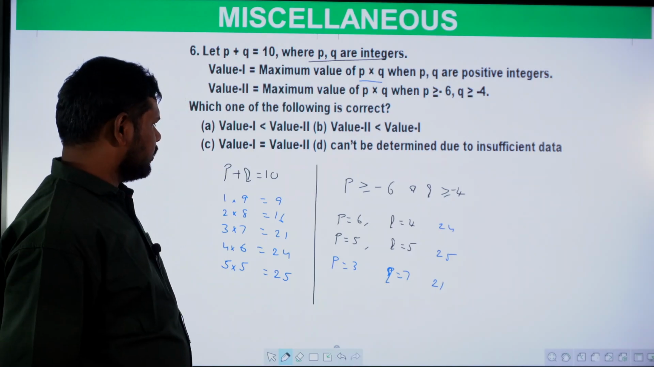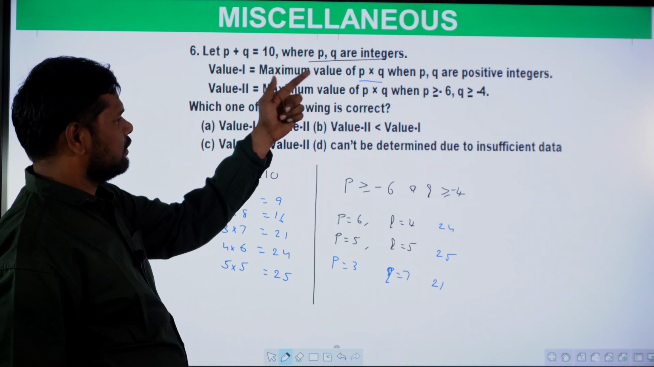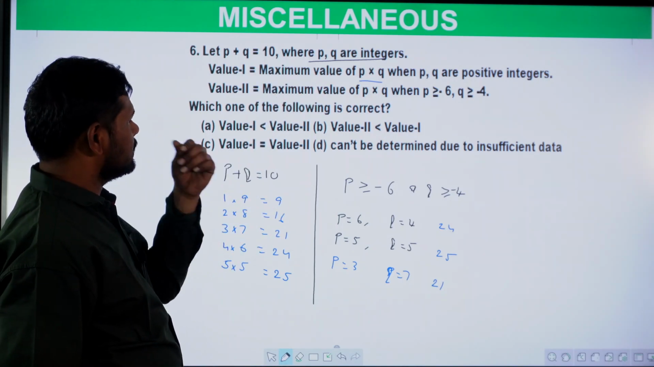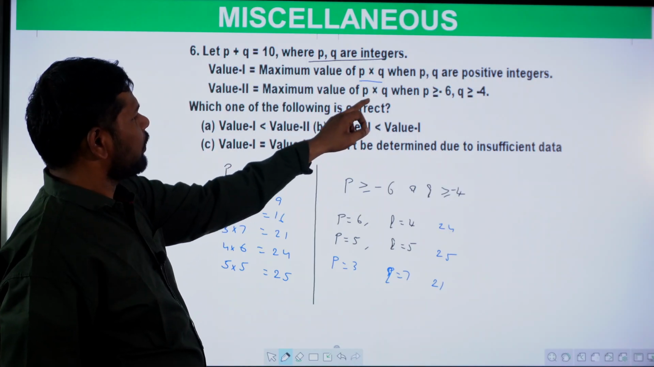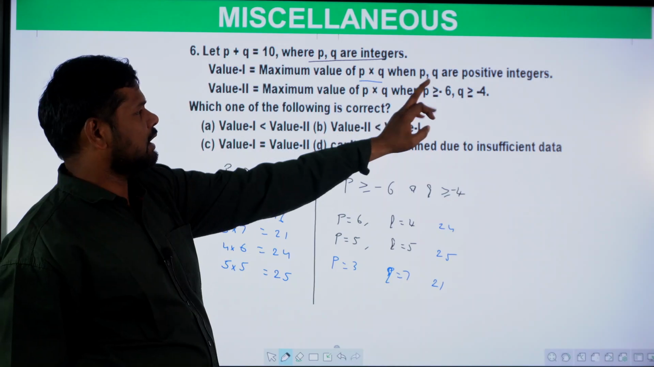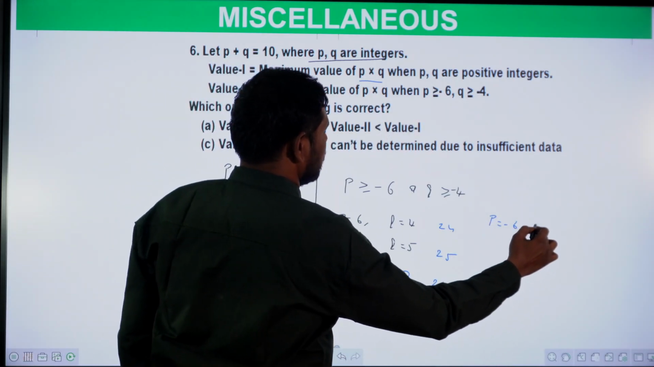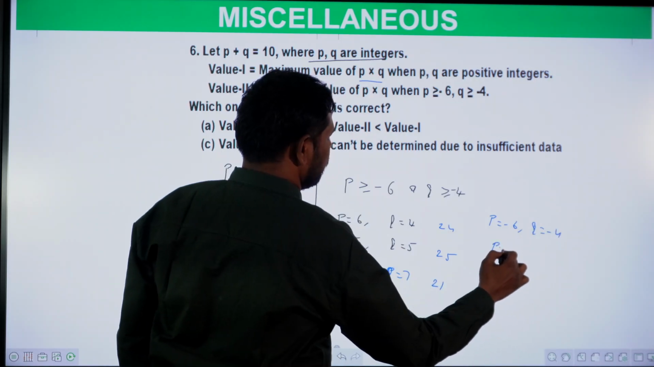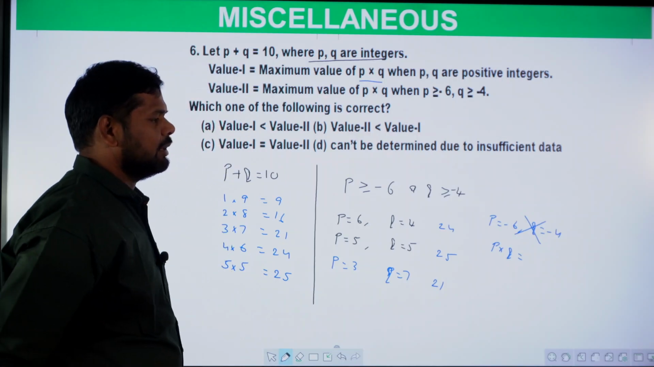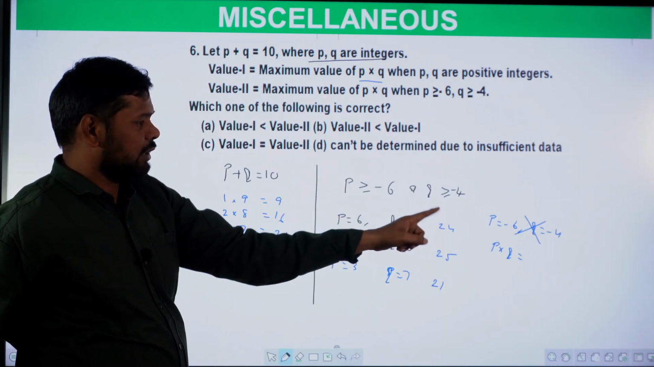Suppose you take any values according to that, first value, P and Q positive integers. So positive integers means we will get different values. And in the second case, maximum value of P into Q, P greater than or equal to minus 6, again a different condition is there. Suppose not only here P equals minus 6, Q equals minus 4. What is the value of P into Q? Sorry, in this case, not exist. Why? Because P plus Q equals 10 is not satisfied. That's why we are not taking that one.